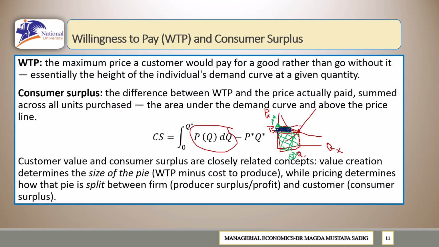This area is called consumer surplus. I think now you understand the consumer surplus. Okay?